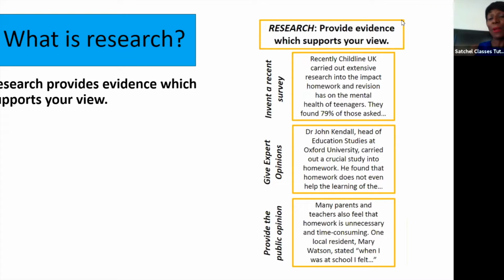You could give expert opinions. Dr. John Kendall, Head of Educational Studies at the University of Oxford. You can see this as someone with credentials, someone who's an authority, and again, it's making you sound very logical, very intelligent. Or you could provide public opinion. Many parents, many teachers also feel, and they have said. The fact that you're stating different people's opinion makes you sound knowledgeable, it gives evidence, and it's appealing to that logical side of your audience.